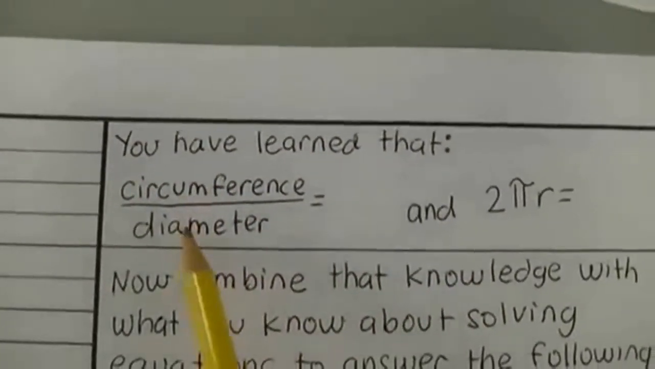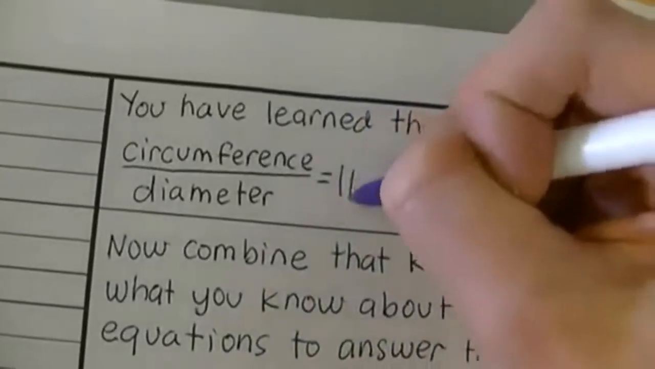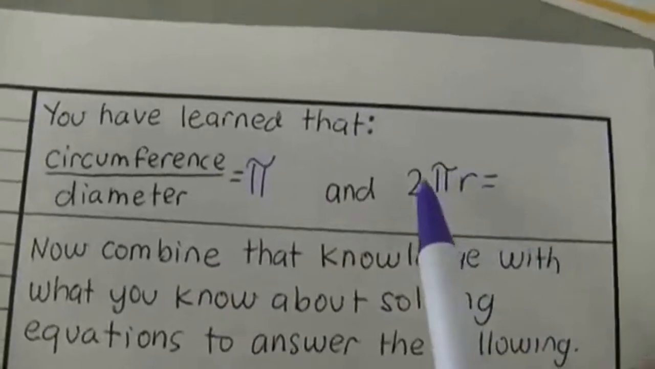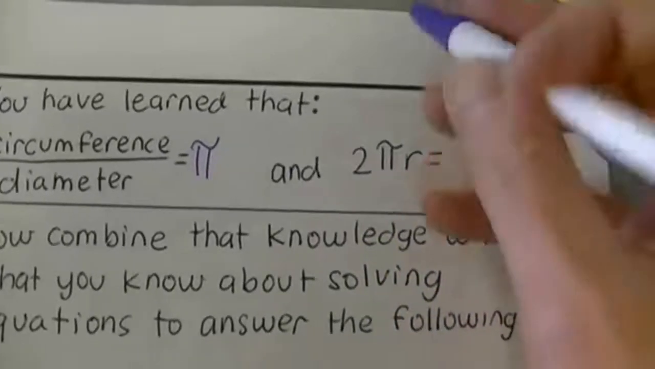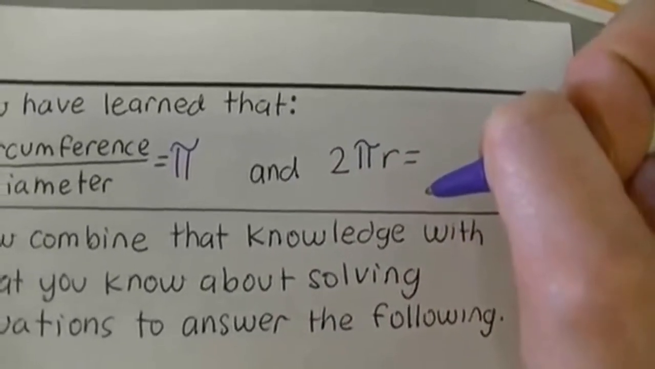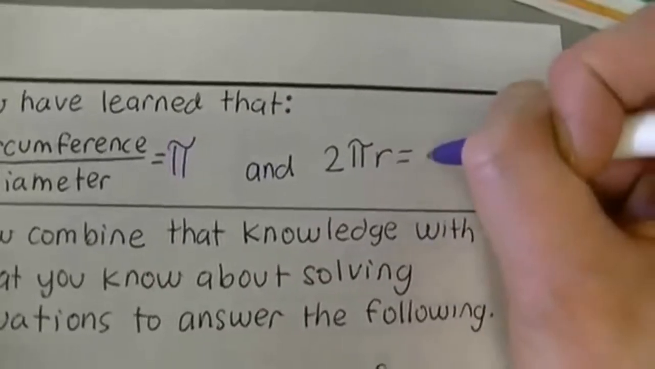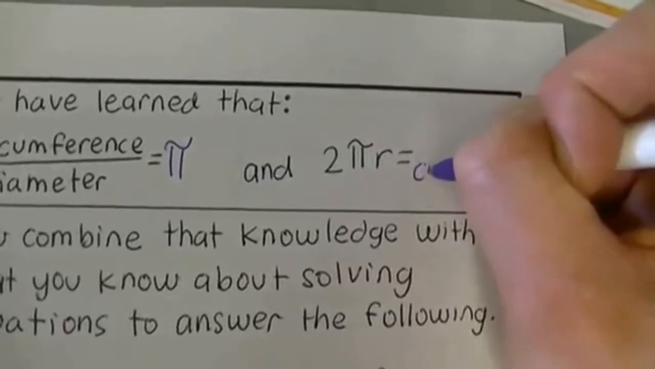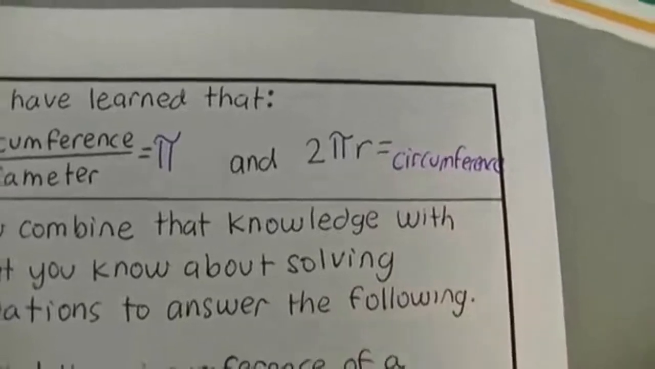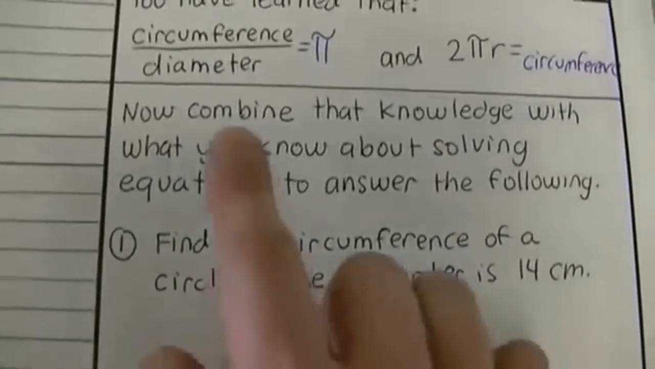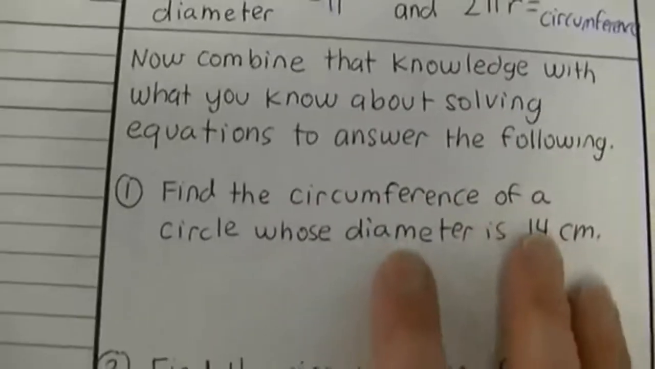Okay, you learned that circumference divided by diameter equals pi. And you should have also learned that 2 times pi times the radius gives you the circumference. And if you're like, I don't remember that, that was in the notes you took when we talked about area and perimeter when we first started the geometry unit. So it's in there, I promise. Okay? So you're going to combine your knowledge of solving equations to answer the following.